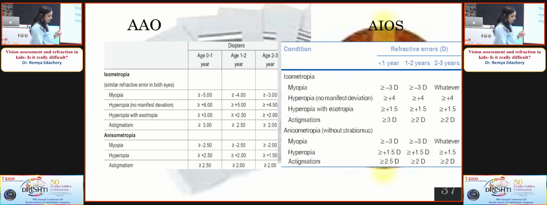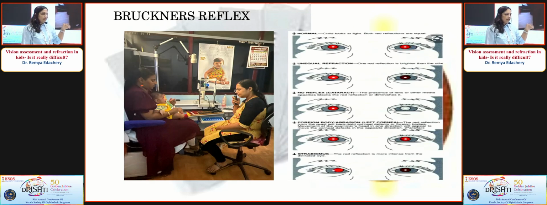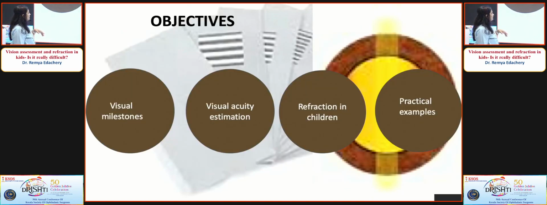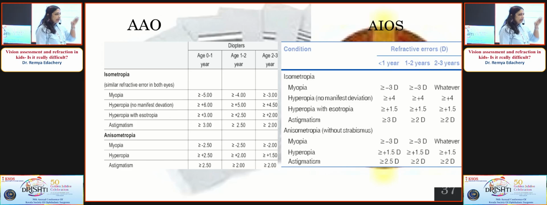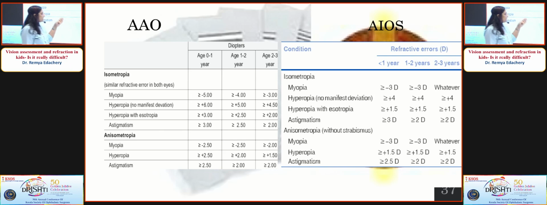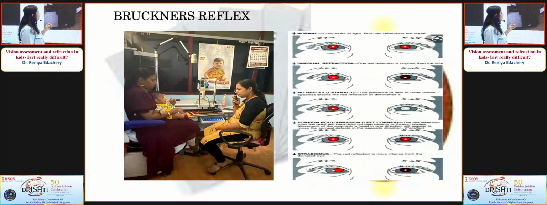Then these are the Bruckner's reflex. Here you can see superior reflex if there is hyperopia, inferior reflex is myopia. Then these are the values according to the AOS and AAO guidelines. I will not be going into that. So myopia, hyperopia, and in a patient with a squint as well as in anisometropia. I'll just run through a few practical examples.